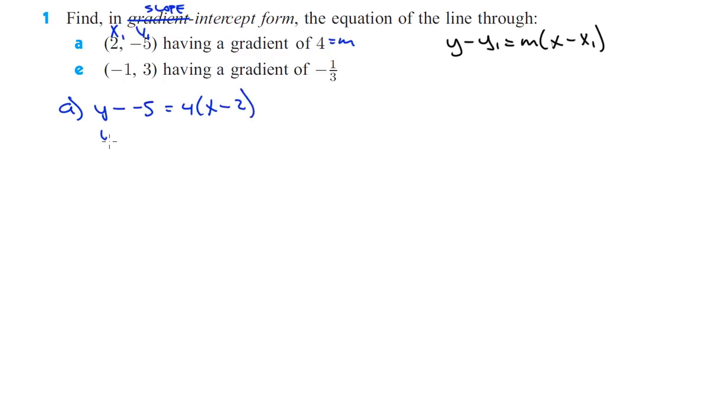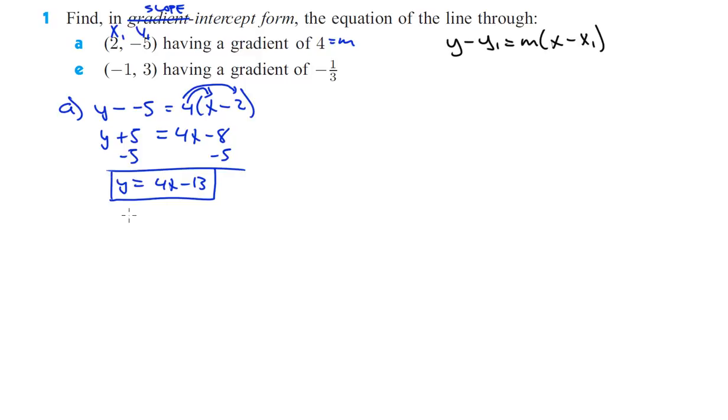And then all we're going to do here is just solve this thing for y. Distribute the 4 through to both of these here, and we get 4x minus 8. Let's see, not add, but subtract 5 from both sides. And we get y equals 4x minus 13. Good? Okay.